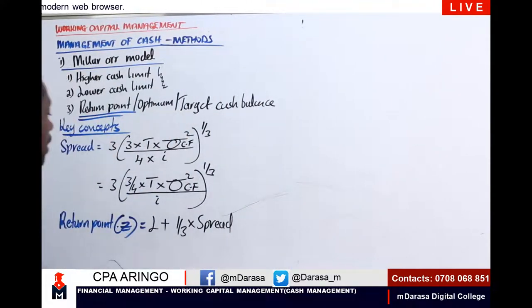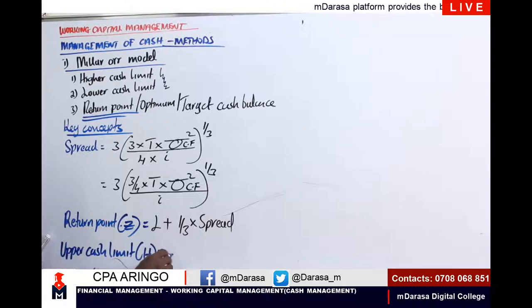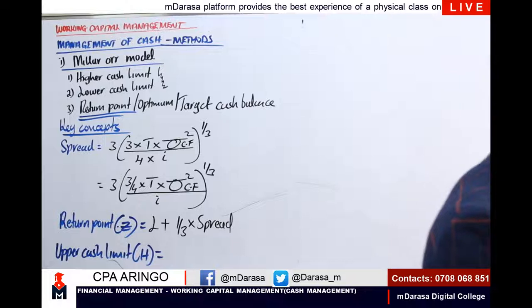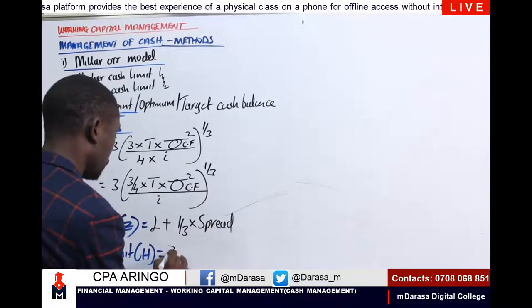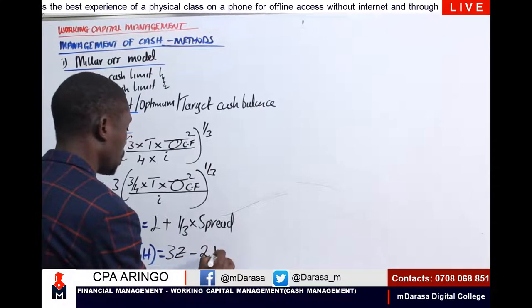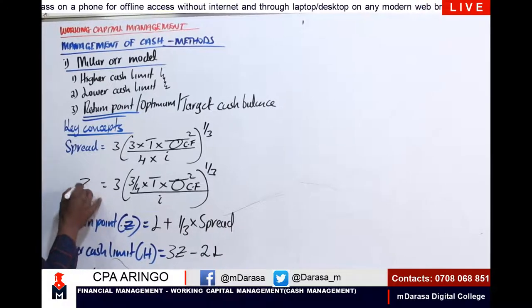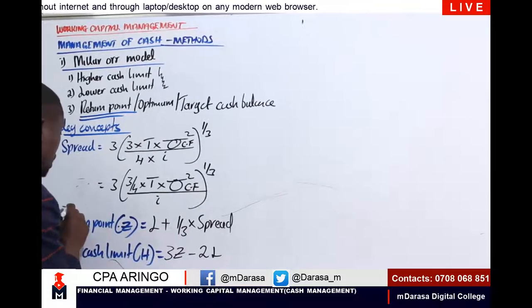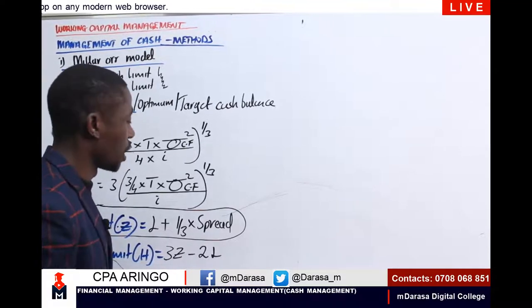Then once I'm able to master that, the other key element you should know is how do we determine our upper cash limit? Upper cash limit, which in this case you have as H. That should be very simple, my good student, because so long as I've determined our spread, spread will enable us to summarize almost all these elements. So to determine our upper cash limit, I'll be talking of 3 times Z minus 2 times our lower limit. That is 3 times Z, where Z is the return point we determined here. So I'll just be taking 3 times Z minus 2 times lower cash limit.